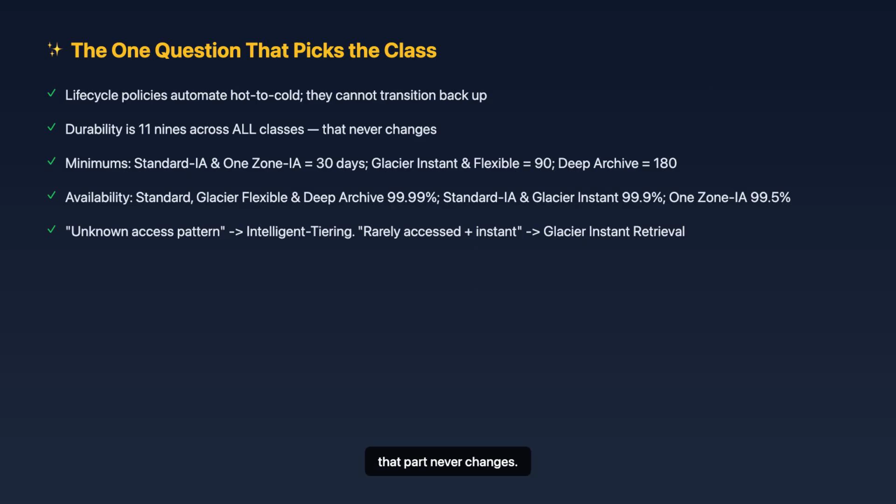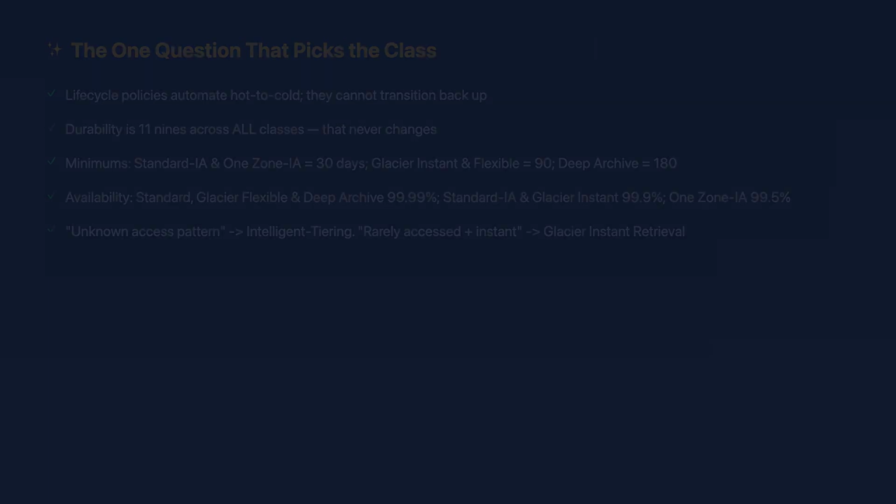That part never changes. What does change are the minimums and the availability numbers, both worth committing to memory, and the two cues to lock in. Unknown access pattern points to Intelligent-Tiering, rarely accessed but needs to be instant points to Glacier Instant Retrieval. Pause on the bullets if you want, then let's put it to work with 5 quick questions.